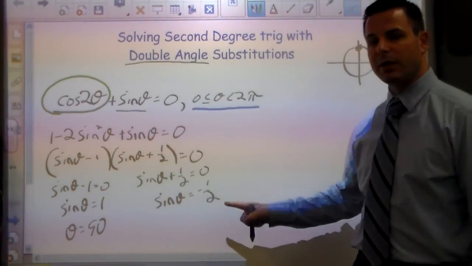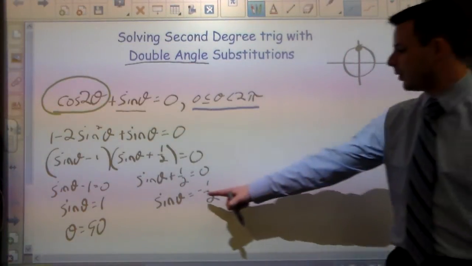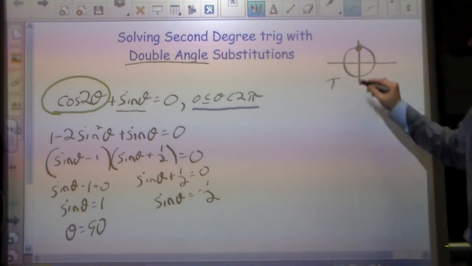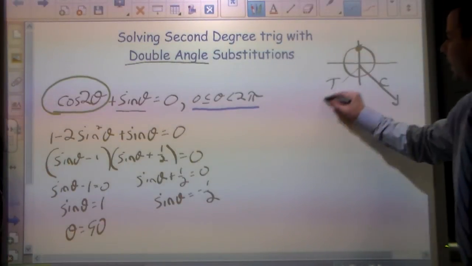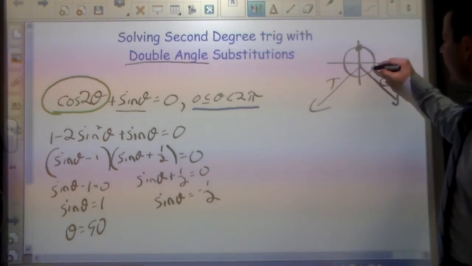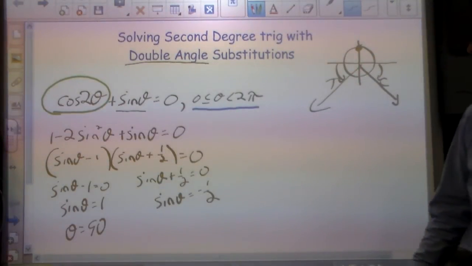Now if we take the inverse sine, we're going to get ourselves a reference angle. But before we do that, sine is a negative number. That means we're working in the 4th quadrant and we're working in the 3rd quadrant. So we're looking for this kind of an angle and this kind of an angle. Once we find our reference angle, we're going to go down that many and down that many.